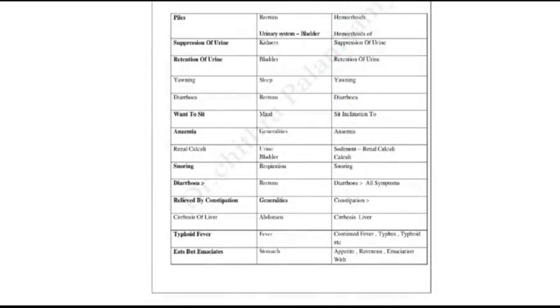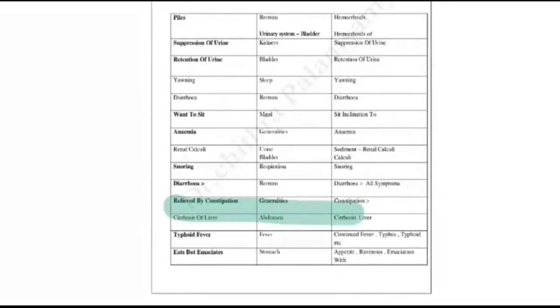Okay, next we are going to see about cirrhosis of liver. Symptoms related to the liver are present in the abdomen chapter. As we saw earlier, we have to go for abdomen. Then typhoid, in the fever chapter: continuous fever, typhus, typhoid, etc. Eats but emaciates, which we can find in the stomach chapter, appetite, ravenous, emaciation with. Actually, this rubric will be practically useful. Some patients complain, my child is eating well but not gaining weight. For that we can use this rubric.